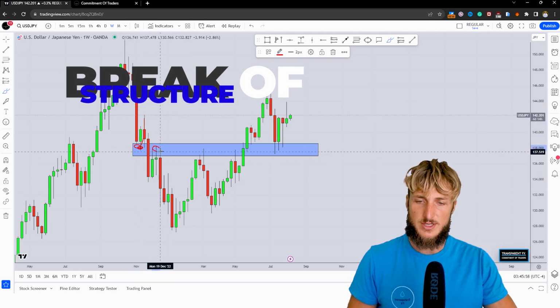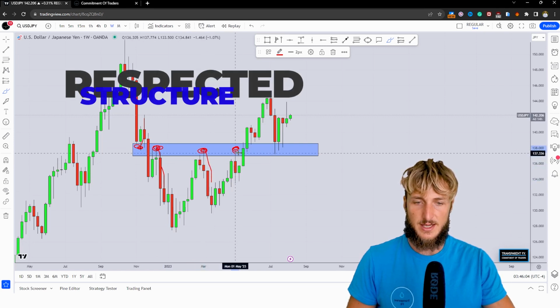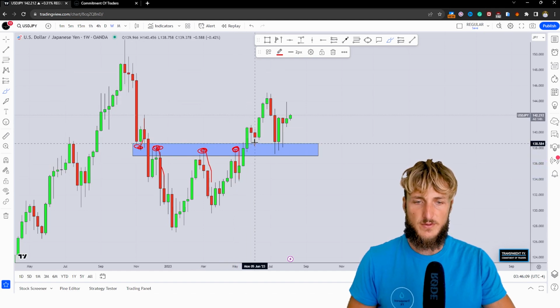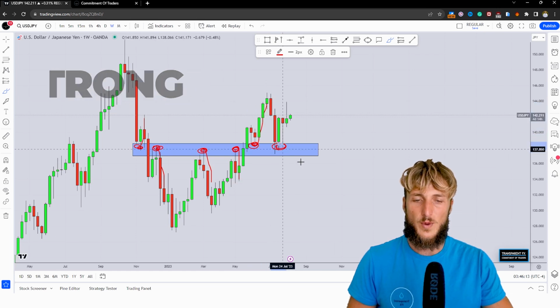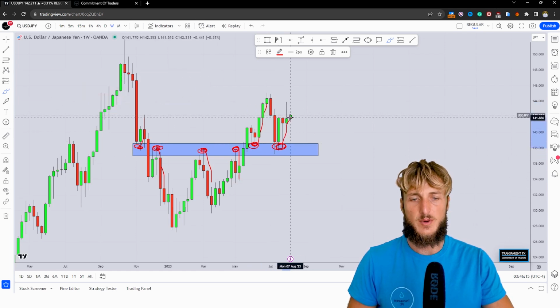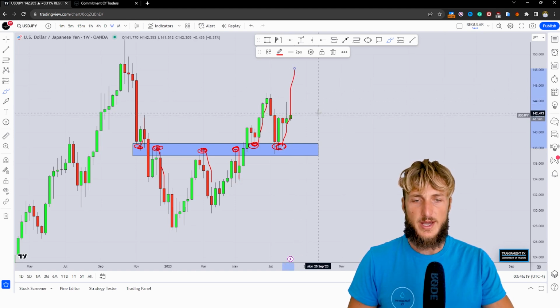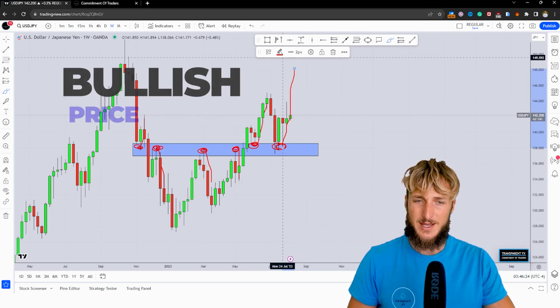The previous support started acting as resistance here, was respected as resistance, again here, tested and respected as resistance, again here, tested and respected. Then we had the break above that zone, and this previous resistance became support here and was respected as support here, and once again tested here as support, and the market started rejecting it to the upside.